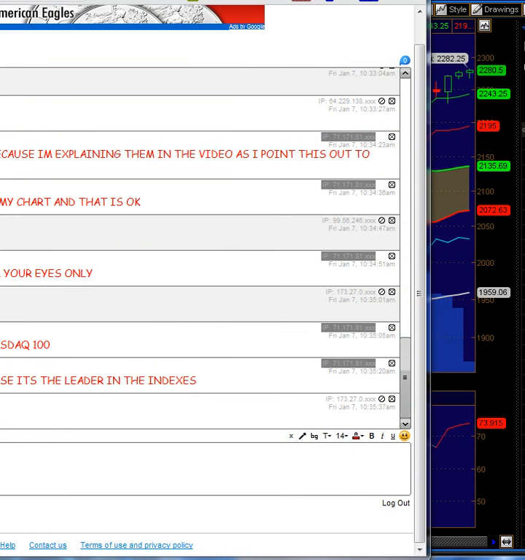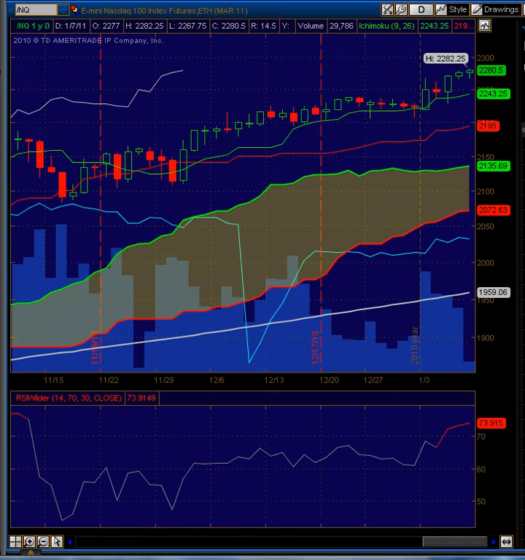Okay, switching our focus now over to the NASDAQ, and particularly the E-mini S&P. I'm sorry, the E-mini NASDAQ. As you notice, the E-mini NASDAQ is leading the bunch right now. Currently we have a high so far of 2282 and a quarter, and right now we're sitting at 2280 and a half. Now you see this red line here.